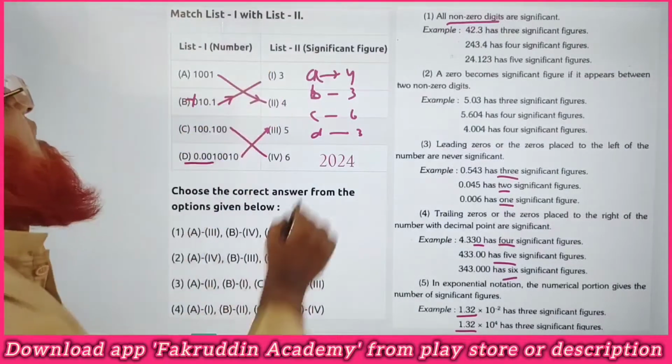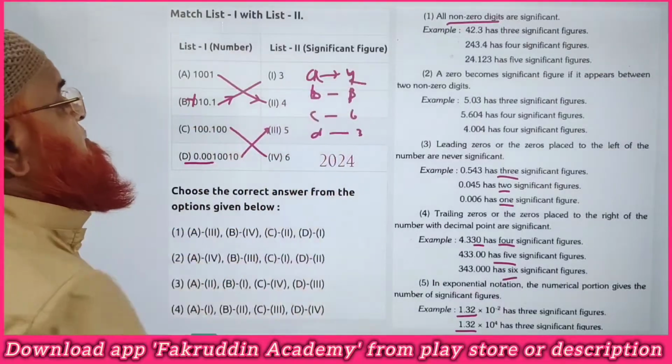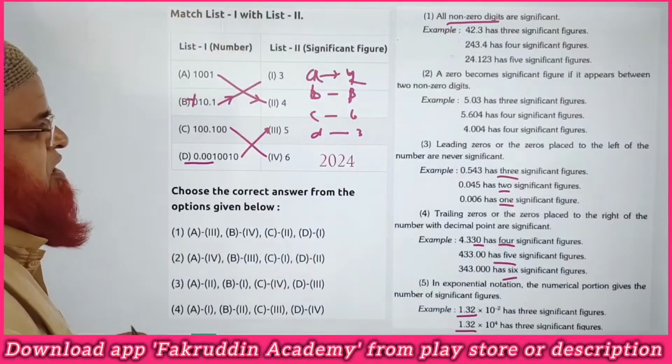B is 1. B is 1. A is 2 here. Okay. So like this we can find out here. So this is going to be our answer.